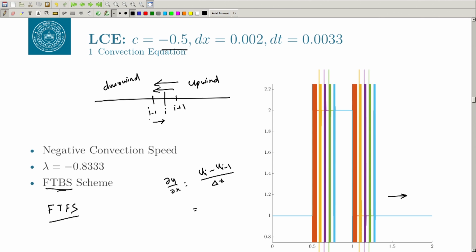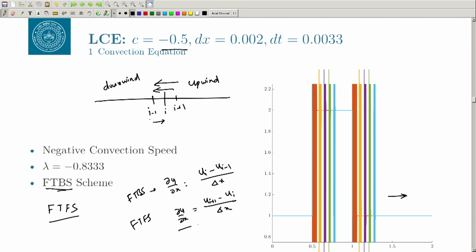In that case you have to use FTFS, that means forward in space, so that will become u I plus 1 minus u I by delta x. So this is your FTBS and this is your FTFS. Why do you have to do that? Because we have to honor the upwinding, the direction of travel of your convection.